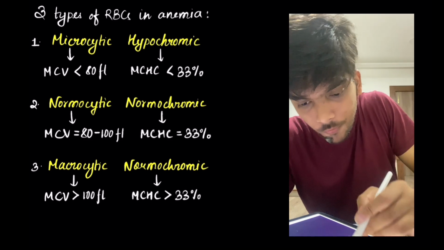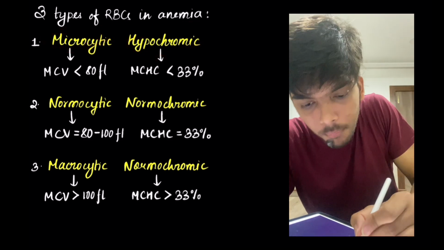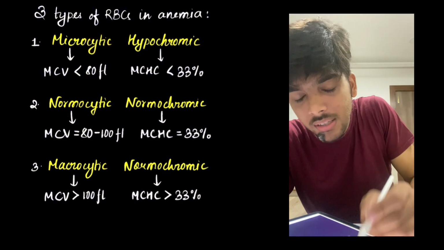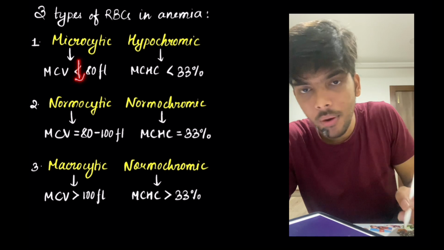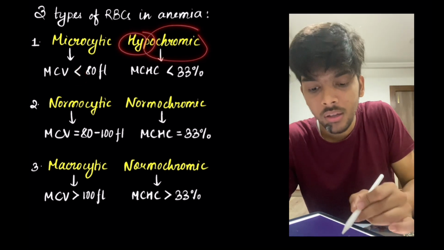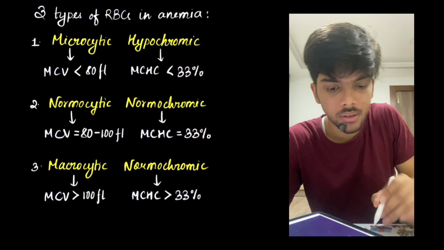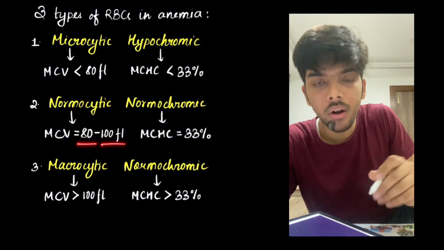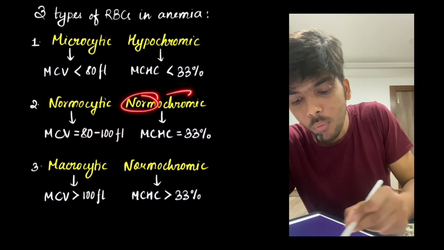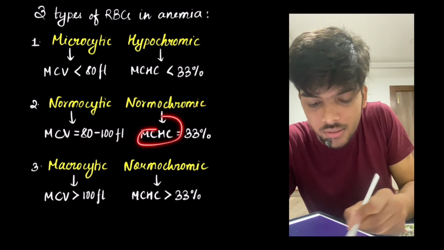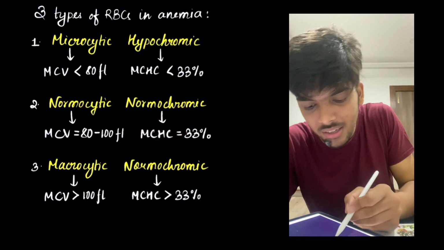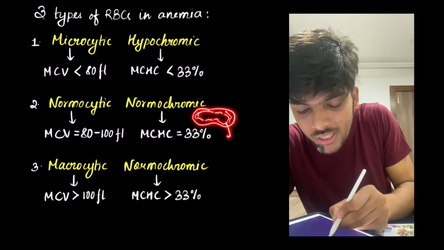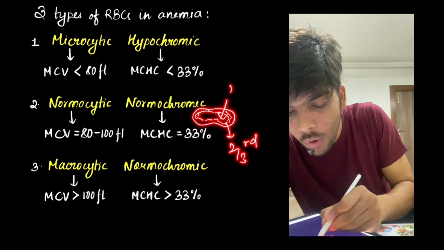Let's look at them. First is microcytic hypochromic. Micro, small cytic size. So the size is smaller than your normal size. The size of the RBC is less than 80 femtoliter. Hypo, less chromic color. So MCHC is less than 33%. Normocytic, normal sized. So the size of the RBC is normal, 80 to 100 femtoliter. Normochromic, normal colored, that is the MCHC or the hemoglobin concentration in a single RBC is going to be 33%, with peripheral red, which is 2/3, and the central pallor, which is 1/3.